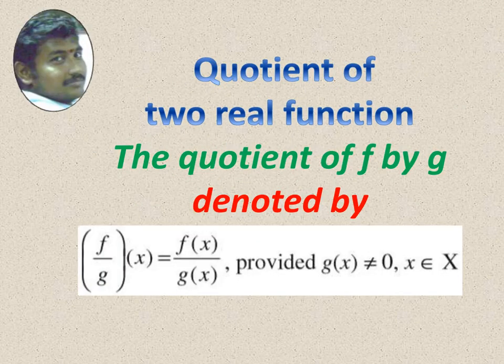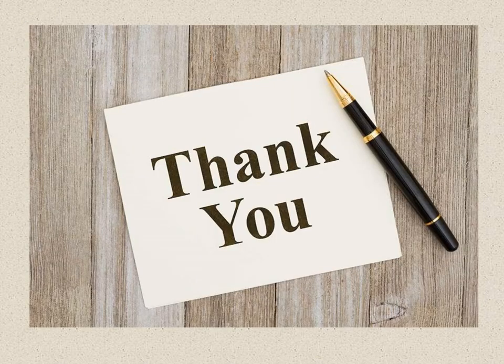The same way, the quotient of two real functions. The quotient of f by g is denoted like this. f by g of x equals f of x by g of x. So g of x should not be equal to 0.